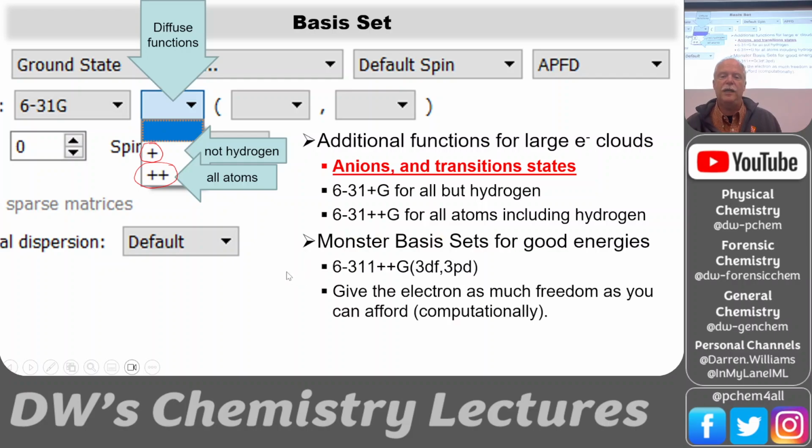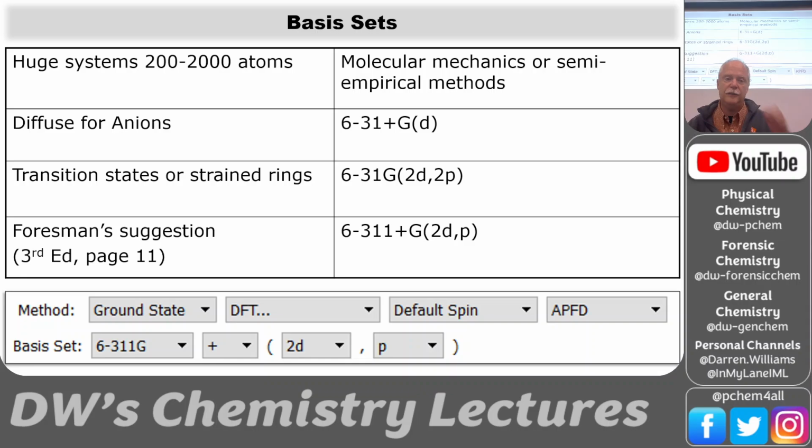So this is a monster basis set for really good energies. We have an extra one here. We have two diffuse functions on hydrogen and everything else. We have d and f orbitals on top of all the heavy atoms, the ones that are not hydrogen, and we have p and d orbitals on the hydrogens. So this electron has a lot of freedom to go in any direction it wants.